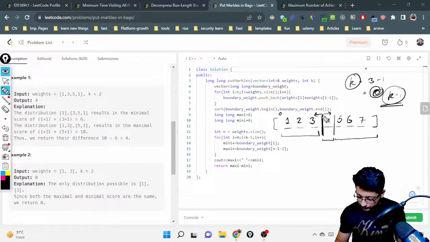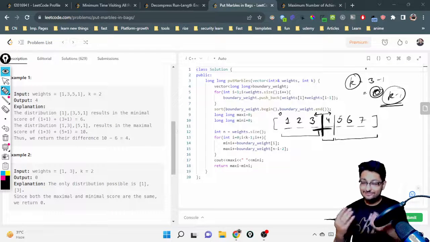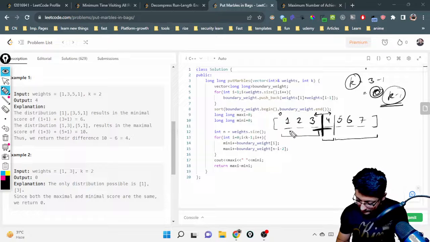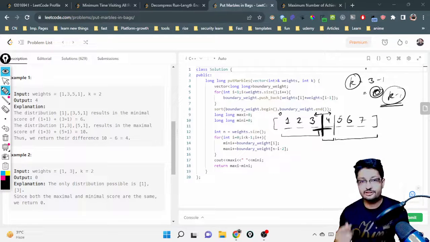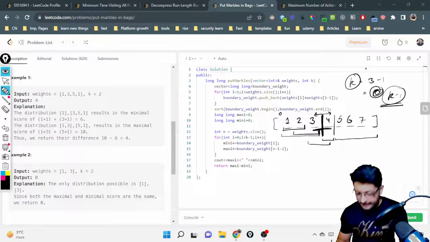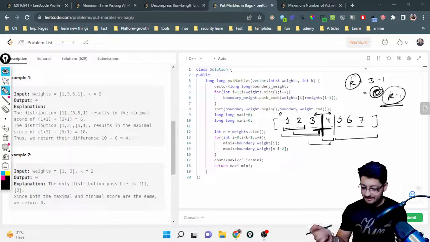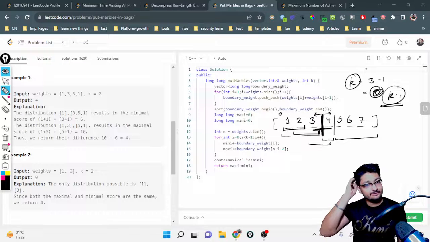The one positions in which, if I put a slit, the two consecutive elements are as minimum as possible. So the overall idea is that you have to somehow find out all the two consecutive position elements. I will find out the sum of all two consecutive positions, sort them out, and choose the k minus 1 that are the smallest and the largest ones. Because all these elements will be taken into consideration.